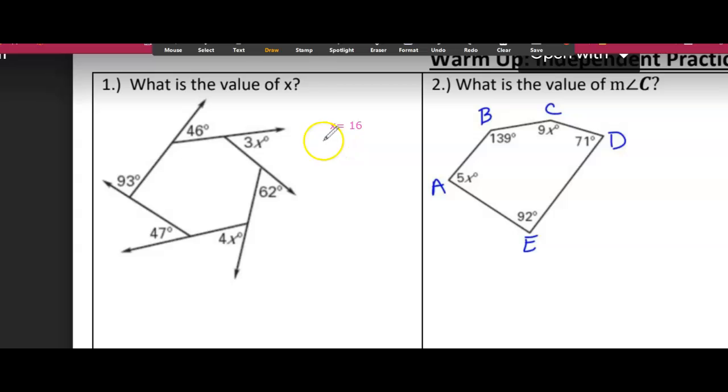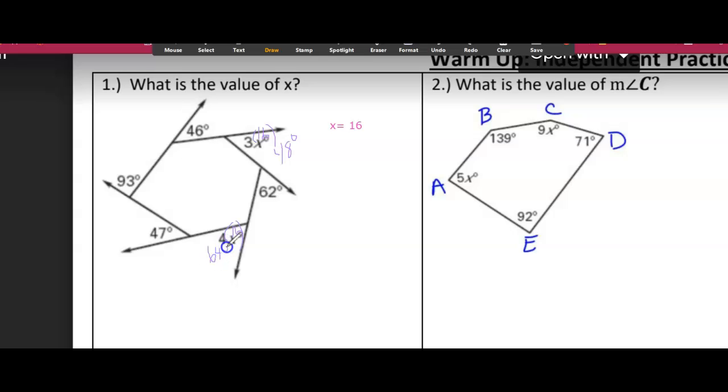Okay, you should have gotten x equals 16. So now let's find out what this is. So 3 times 16. What is that? And then 4 times 16. What is that? Take a second to do that. Okay, so this should have been 48 degrees. And then this angle, 4 times 16, is 64.